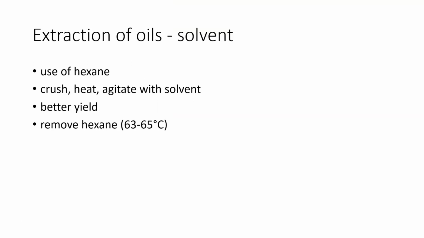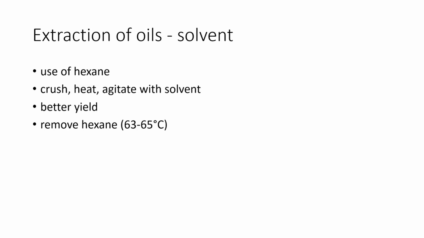We have the extraction with solvent. One of the principal solvents used is hexane. Hexane is very easy to drive off. You can do it at a temperature of 63 to 65 degrees Celsius, which isn't too hot. You take the material, you crush it up, you heat it, you agitate it with the solvent. The solvent's going to extract the material. Then you take the material that's extracted, you boil off the hexane, you're left with the oil. It gives you a better yield by a couple of percentage points. You can get the hexane back and you can reuse the hexane.